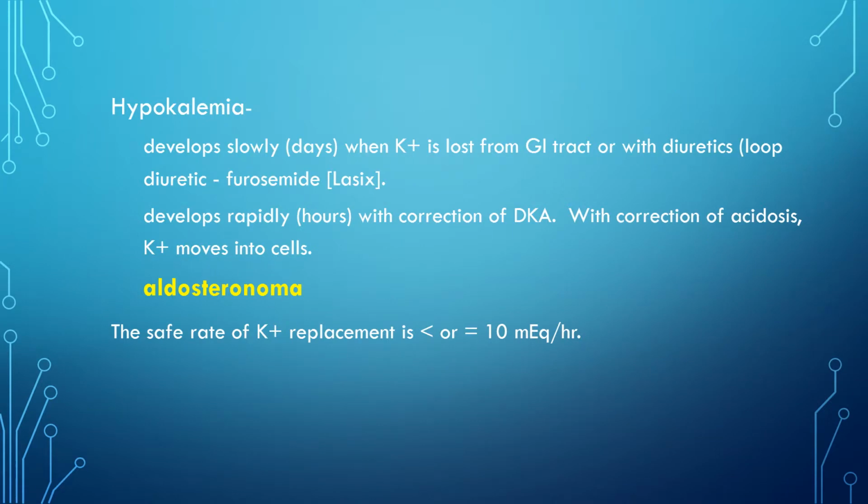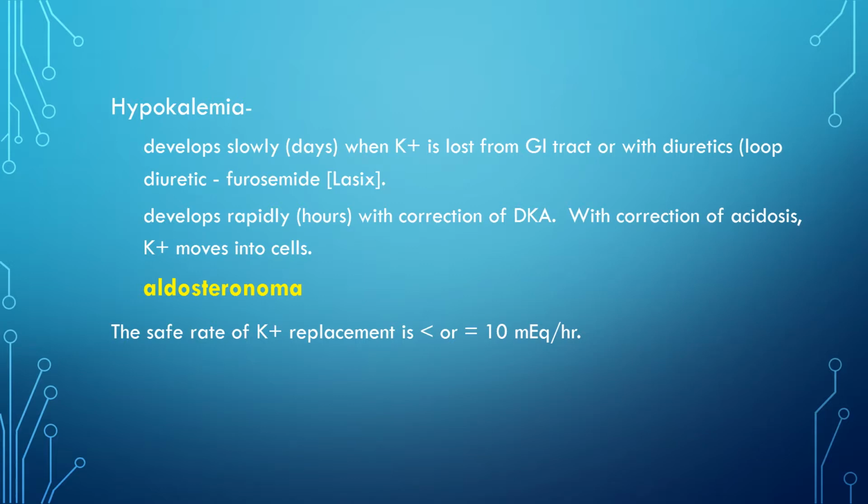Hypokalemia can develop slowly or rapidly. Hypokalemia develops slowly when potassium is lost from the GI tract or via the use of diuretics such as furosemide or Lasix. This is one of the most common mechanisms of hypokalemia development in patients seen in the hospital. Hypokalemia develops rapidly with correction of diabetic ketoacidosis. With the correction of the acidosis, potassium moves into cells.